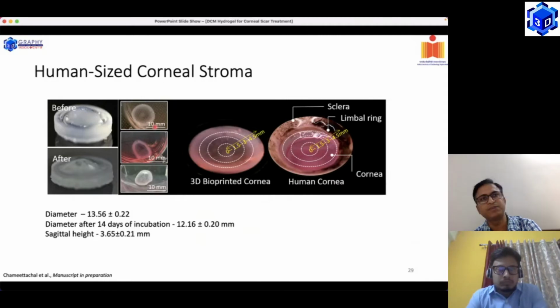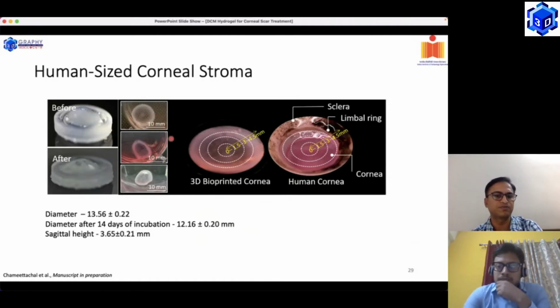This is how it is in the human cornea: the thickness at the center is less, and then it is thicker in the outer area. So we could get a nice structure, and it is handleable. This is the 3D printed cornea, and we compared it with the human cornea.